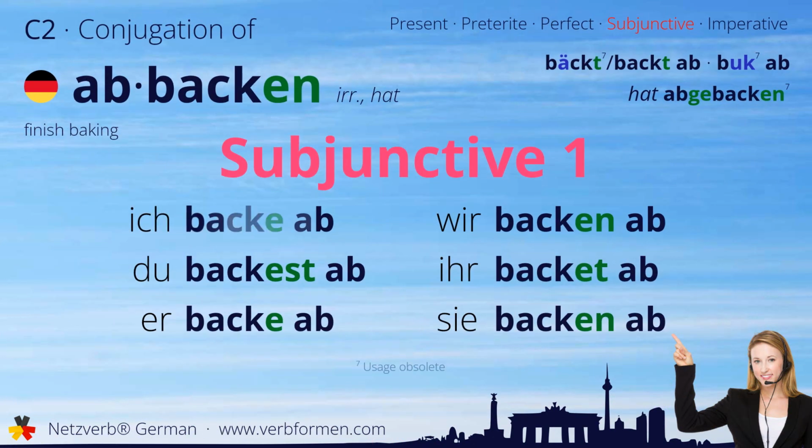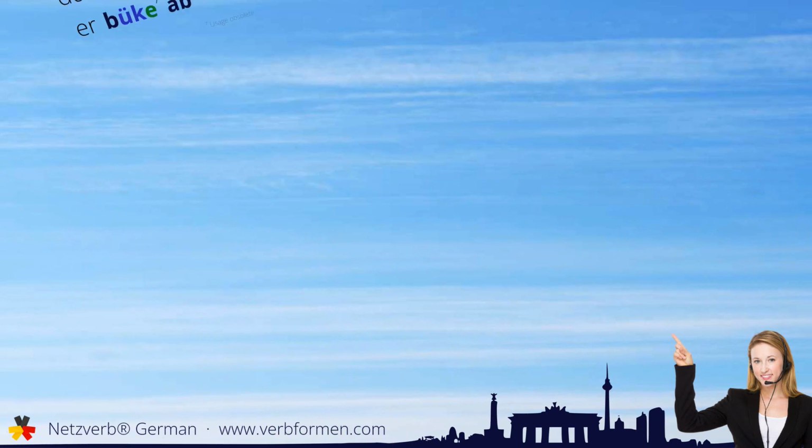Ich backe ab. Du backest ab. Er backe ab. Wir backen ab. Ihr backet ab. Sie backen ab. Now we move on to the subjunctive two.